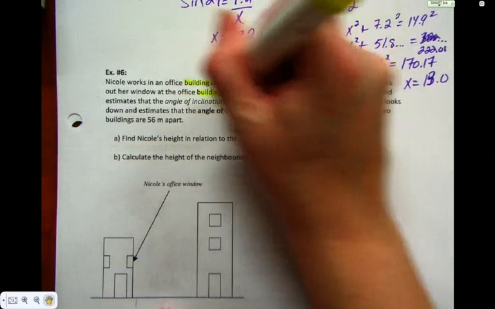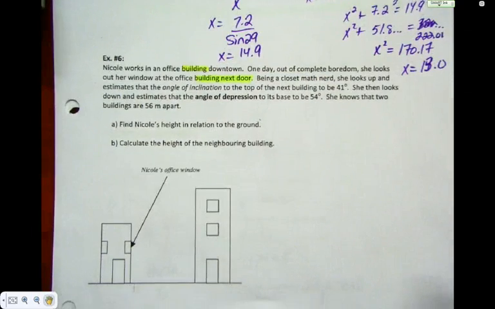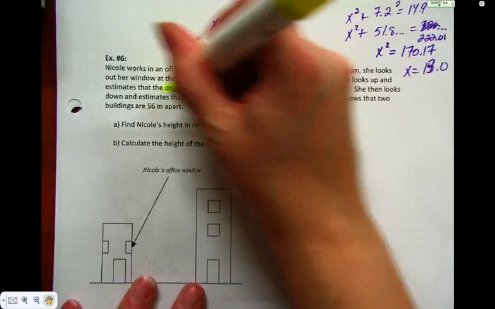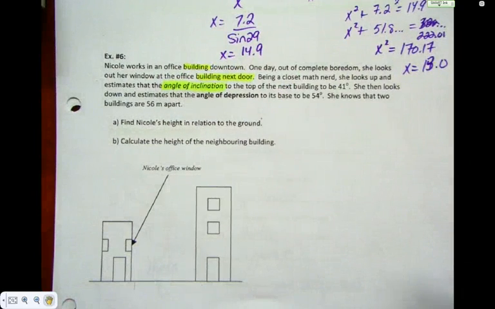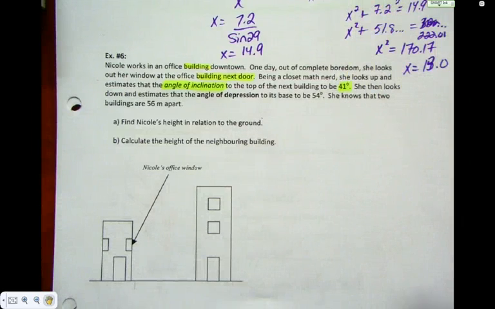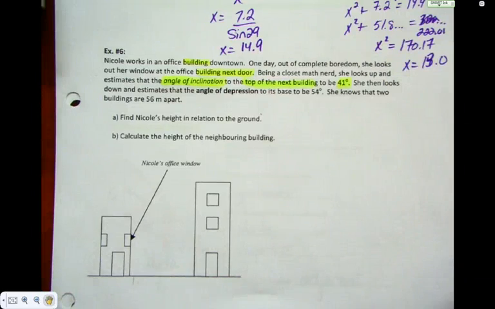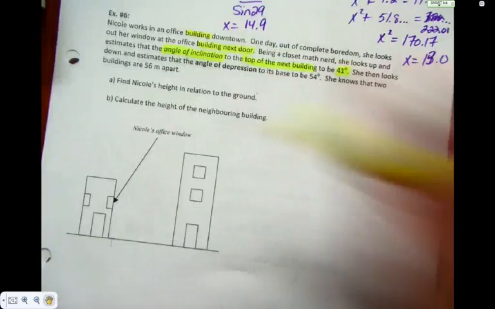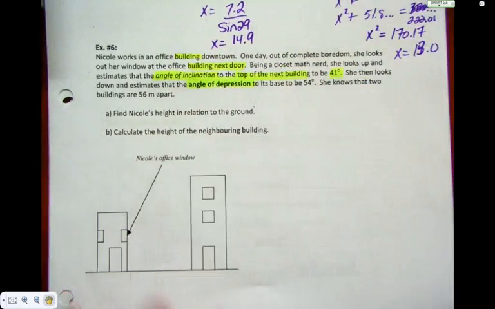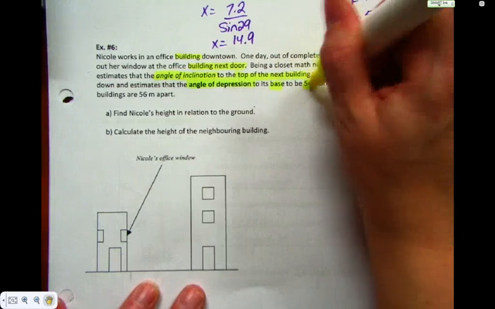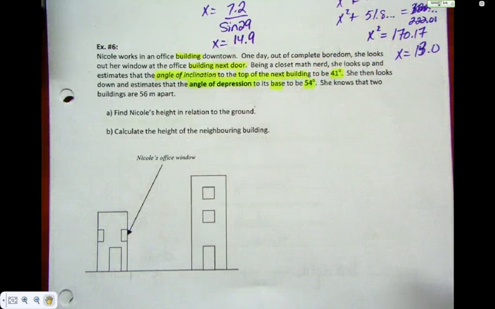Okay, building next door. The next sentence? Yep, it's even in italics. Always know if something in italics is important. 41 degrees. Maybe something more in there you might want. Top of the next building. Okay, next sentence. It's even bolded. Angle of depression. Base 54.